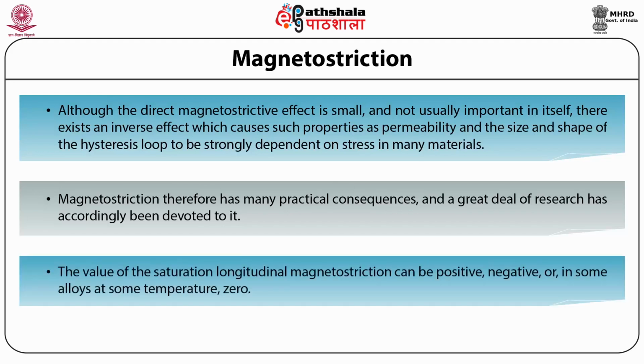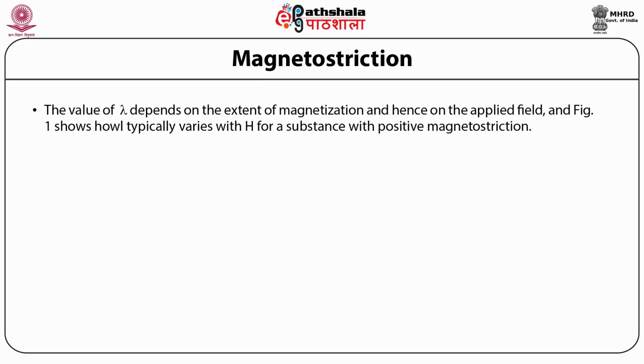The value of the saturation longitudinal magnetostriction lambda S can be positive, negative, or in some alloys at some temperature it is 0. The value of lambda depends on the extent of magnetization and hence on the applied field, and figure 1 shows how it typically varies with H for a substance with positive magnetostriction.